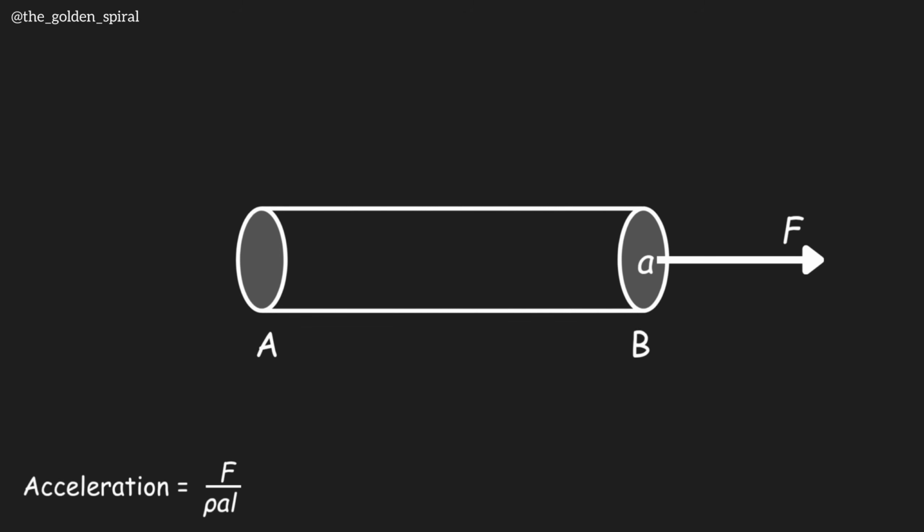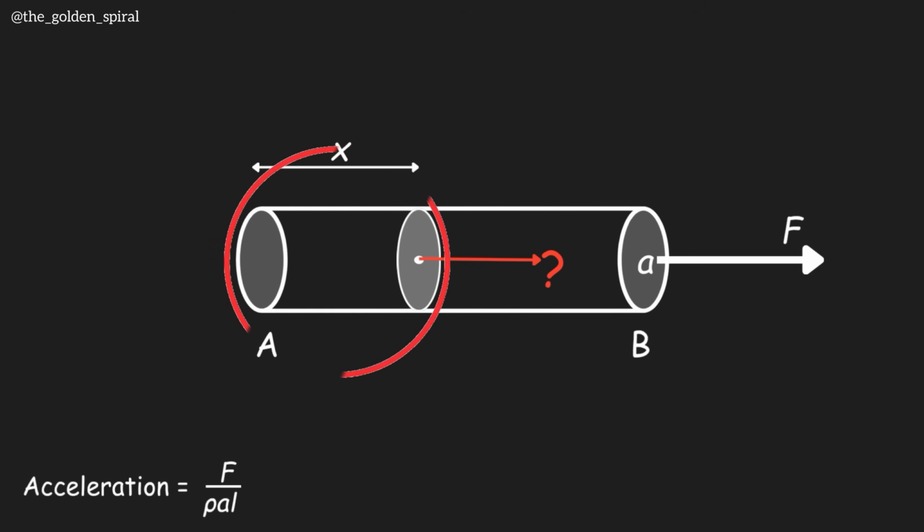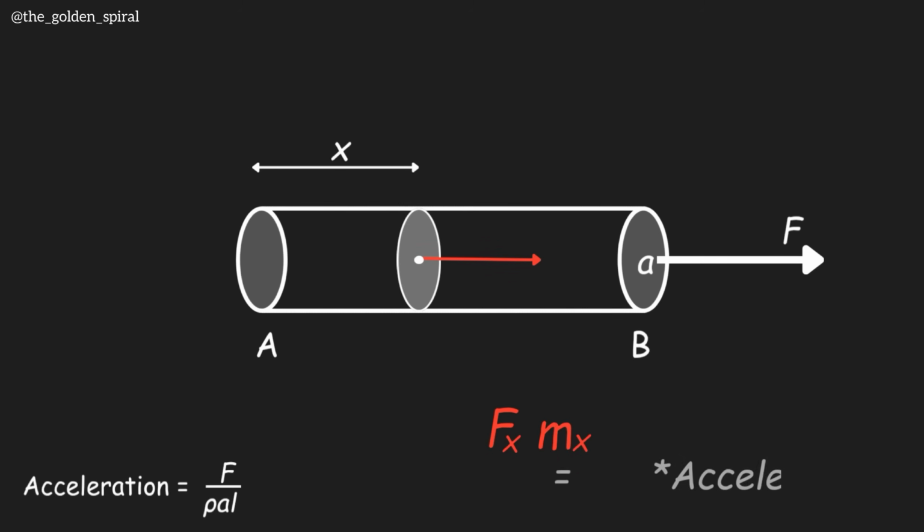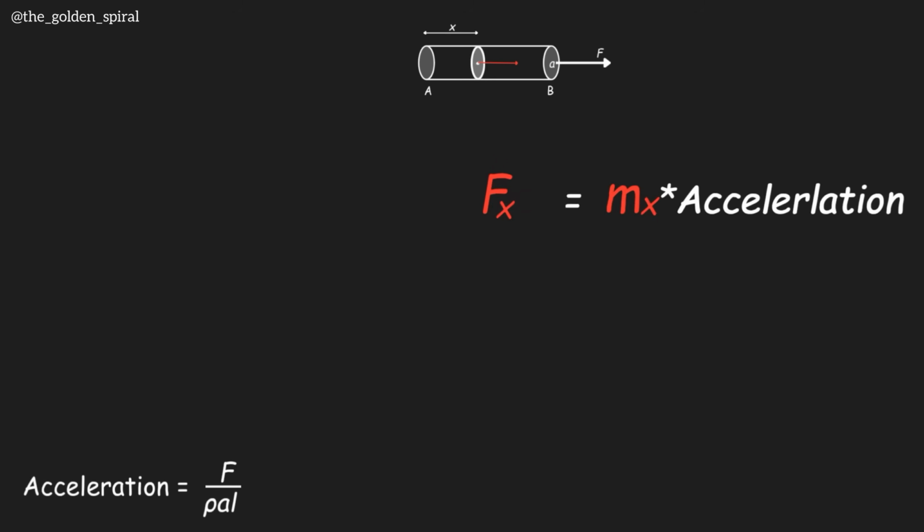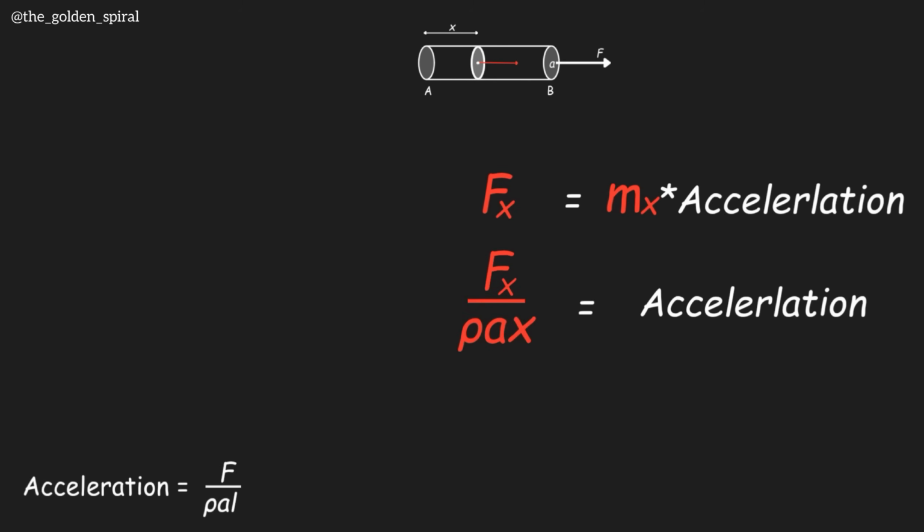We need to calculate the force that is being applied at any particular slice of the cylinder. Consider a point that is at a distance of x units from A. Because it too is accelerating with the same acceleration, the force required at this point will be just enough to pull the mass of this part of the cylinder. Let's say mx, and let the force be Fx. Again, Newton's second law: Fx is mx times acceleration, which is density times area times x.